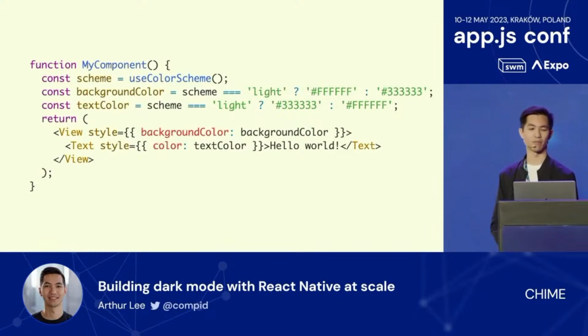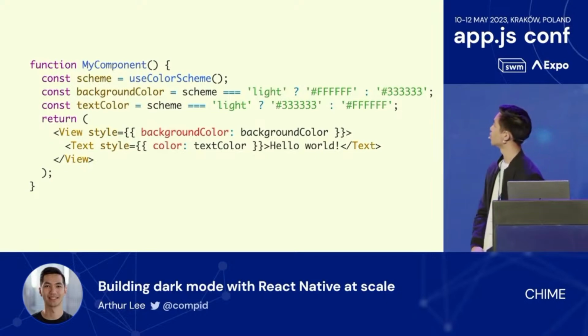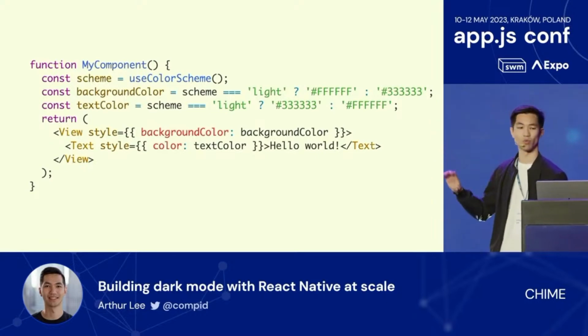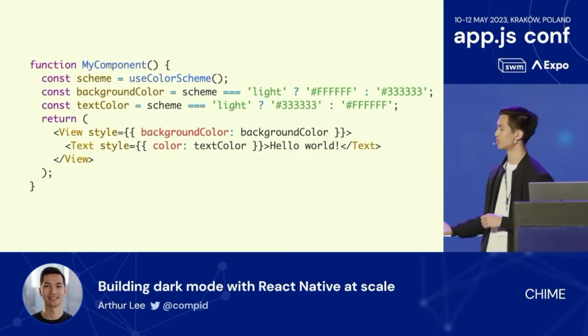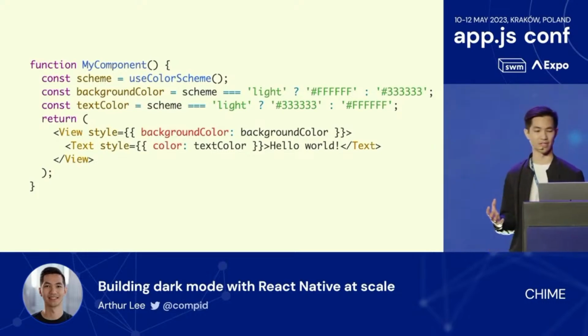So we're going to start off by using the use color scheme hook from React Native, so figure out what mode the user is in on their phone. Then we might do some logic to figure out what colors to use based on the color scheme setting. And then we're going to use the style sheet APIs to set our views, text, or whatever components with those colors. And this is a totally fine approach, especially with newer, smaller code bases.